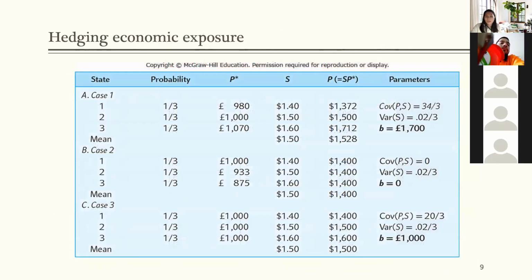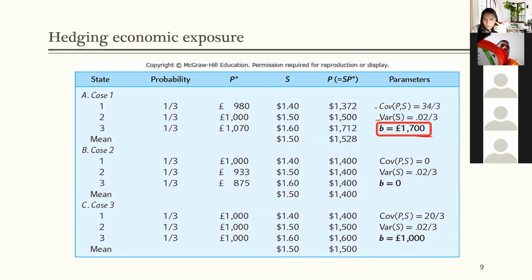All right. So I've got more details in the lecture slides, but for the purpose of the summary, I'm just going to go through the hedging of each of the cases briefly, okay? So in case 1 that we just talked about before, if we want to compute the beta coefficient, we compute the covariance of P and S and the variance of S, and then we divide them by each other, and we'll find that the beta here is 1,700, okay?